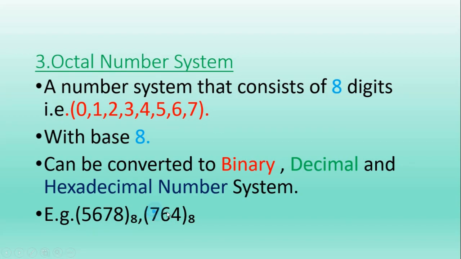But if we see this example, 764, it is formed by the combination of 3 digits, where none of the digits is above 7. So this number can be called an octal number, and we have also got its base as 8. So these are the basic concepts of octal number system.